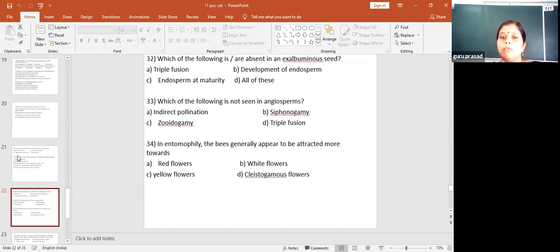Next question number 34. In entomophily, the bees generally appear to be attracted more towards red flowers, white flowers, yellow flowers, cleistogamous. See, entomophily means insect pollination. For insect pollination, the flower should be brightly colored, darkly colored. So the most suitable one is red flowers.